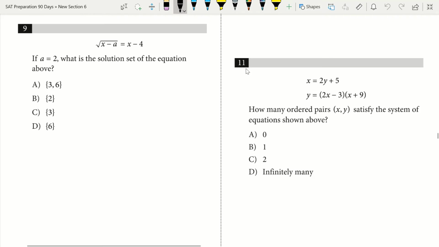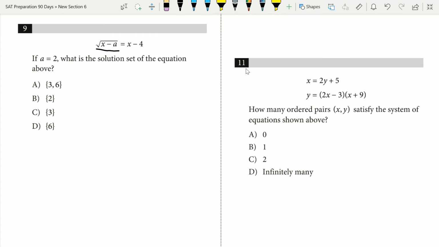All right, so I see I have an equation with a square root set equal to 1 without. I see I only have one variable, x, as well. So if a equals 2, what is the solution set of the equation above? One thing you should put in your notes is if you're ever asked for a solution and you see that you have a square root with a variable under it, you need to make sure that you're checking whatever solutions you get. So you have to check them by plugging them back into the original equation and seeing if they work.